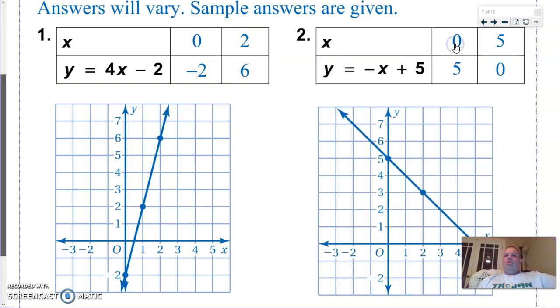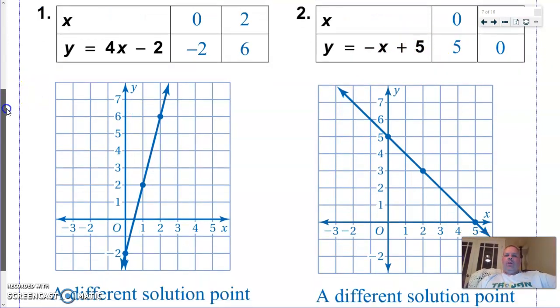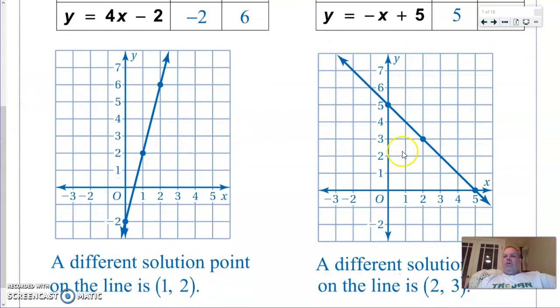Over here, we did 0 again. That's a pretty easy one, so 0 plus 5 is 5. And then the opposite of 5 plus 5 is 0. Now you look at this one, and you will see here is 0, 5, which was our first point. Here is 5, 0. Draw that line. That will give us our solution.